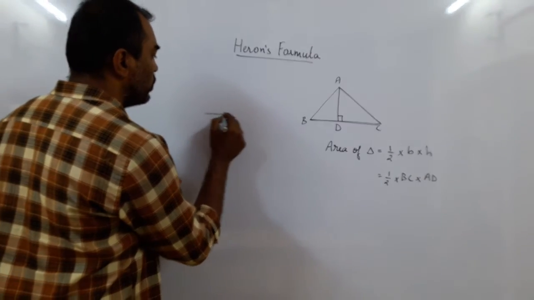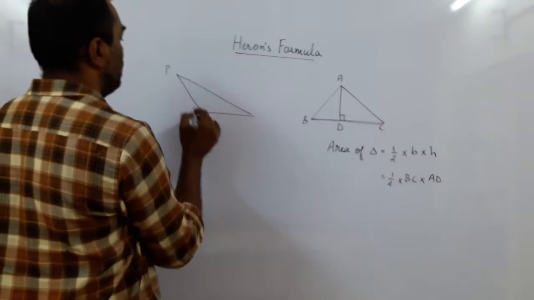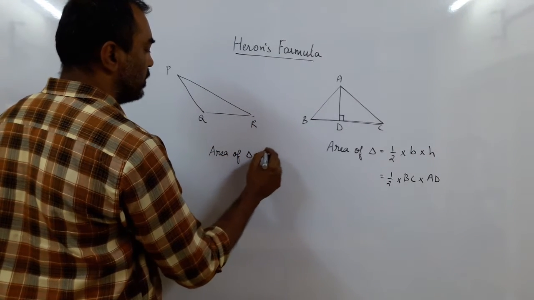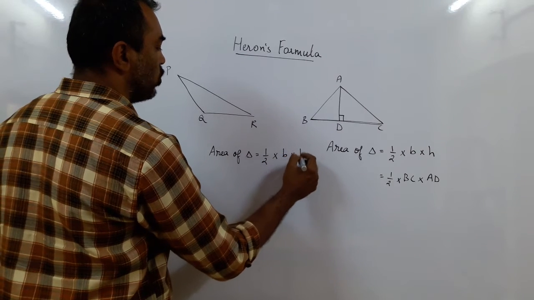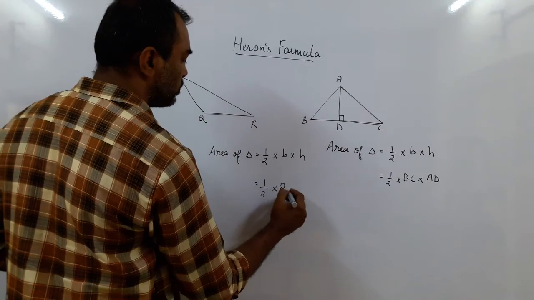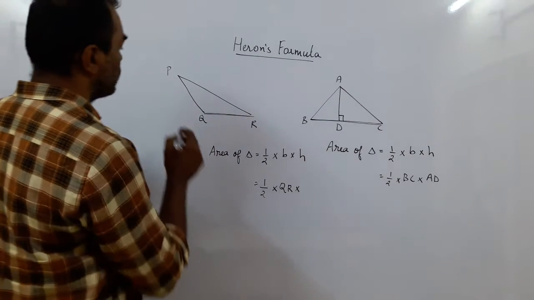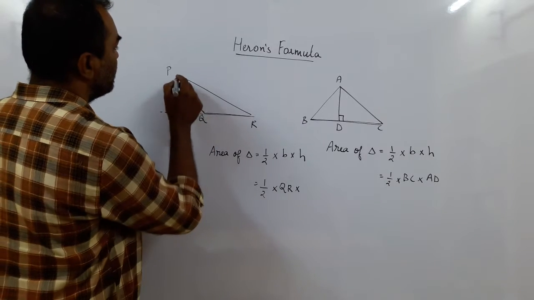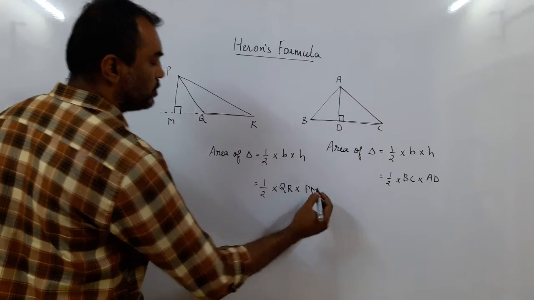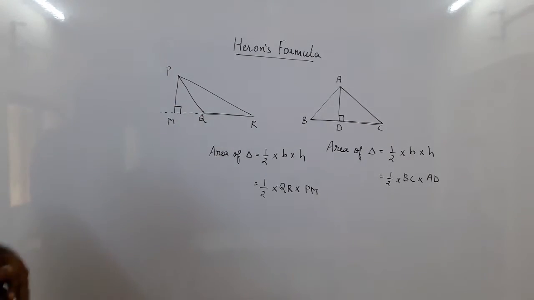Now sometimes we can have a triangle like this. Let me call it PQR. The area of this triangle PQR is again half into base into altitude. So if I take the base QR, then where is the altitude? The altitude is the perpendicular drawn from the third vertex. So here you can see, I extend this line and I draw the altitude PM.